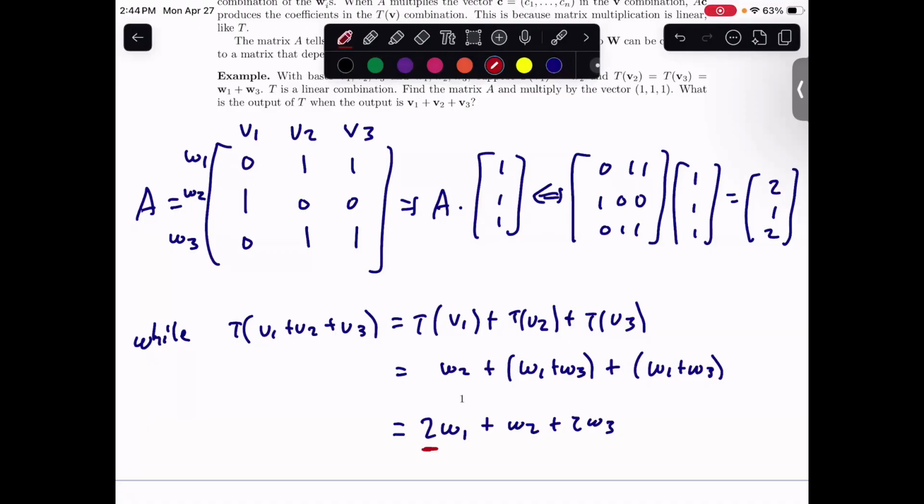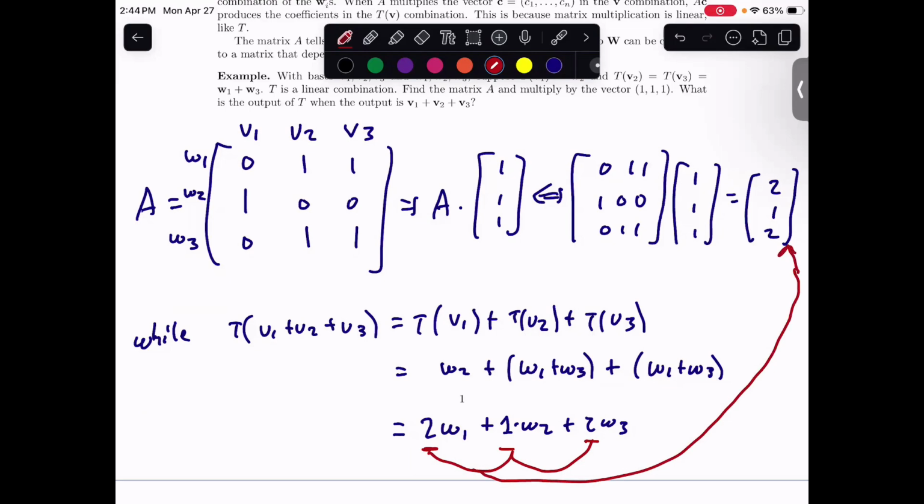And if you compare the coefficients that we have, so instead of writing just W2, let's write 1 times W2 just to make it more clear. If you compare the coefficients that we have with what we have up here, you can see we have the 2, which corresponds to this 2, the 1, which corresponds to this 1, and then the 2 here, which corresponds to this 2 that we have up here, right?